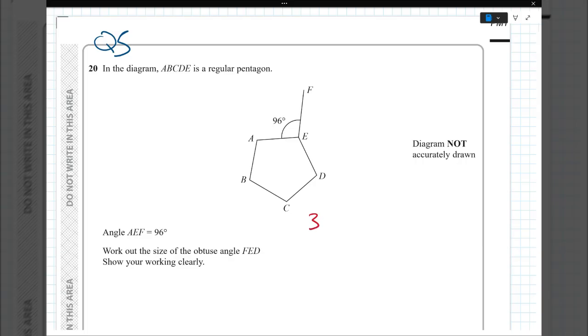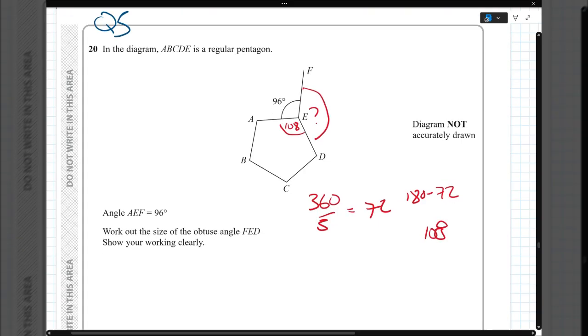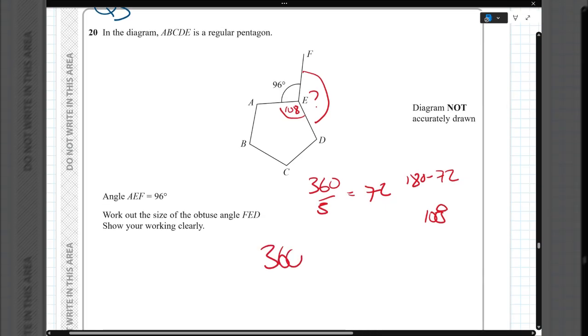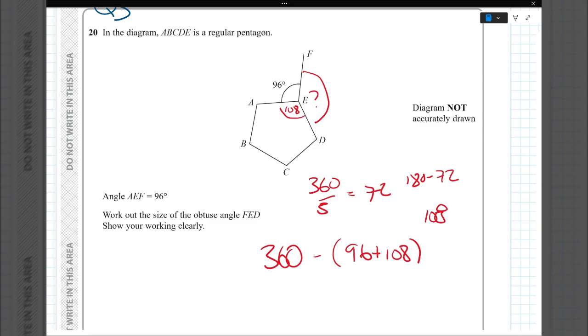So 360 divided by 5 will give us the exterior angles of a pentagon, which is 72. And then we do 180 take away 72, which is 108. So 108 is that angle in there. And then we need to find FED. That's going to be 360 take away 96 plus 108, because angles around a point add up to 360, and we get 156.